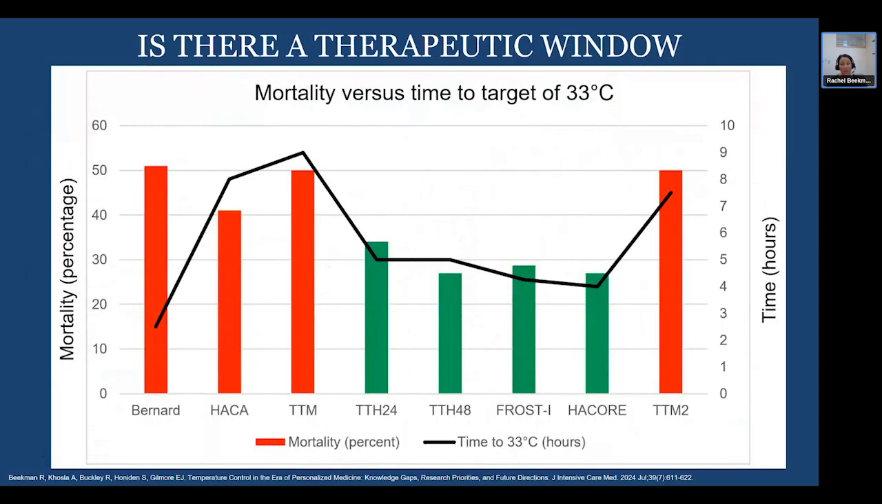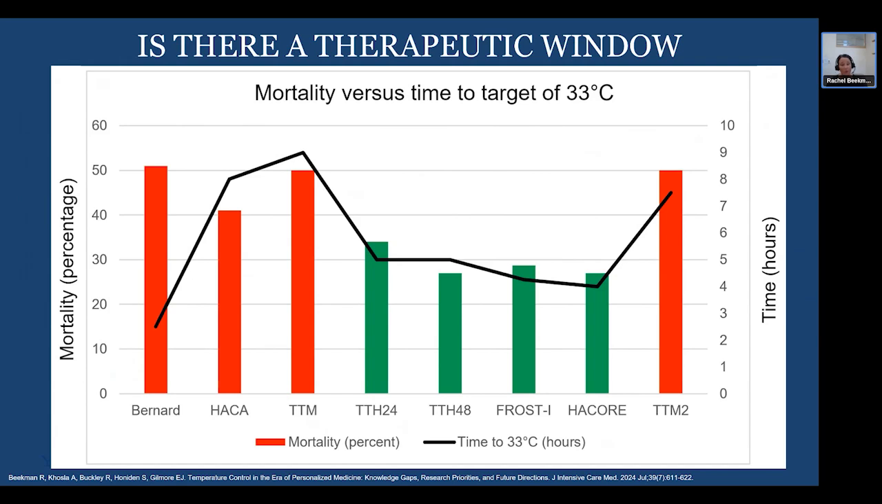In this figure, you can see overall mortality on the left y-axis and the time to achieve target temperature on the right y-axis. The target temperature in these studies was 33 degrees Celsius. Each of these studies included somewhat similar populations of patients with predominantly cardiac etiology out of hospital cardiac arrest. Despite similar inclusion criterion, you can see that overall mortality ranges from about 28% to 52%.